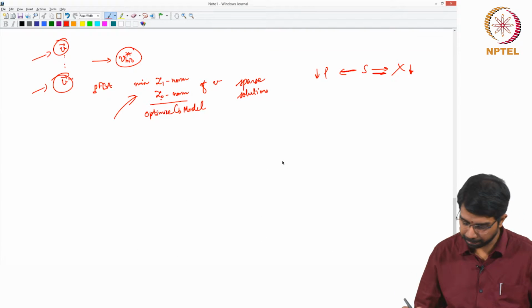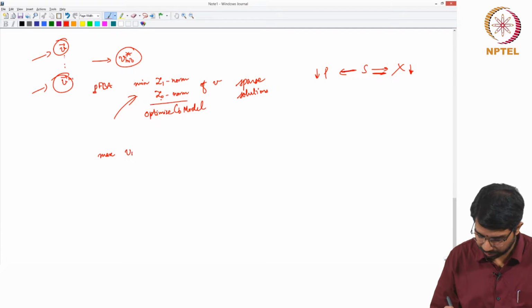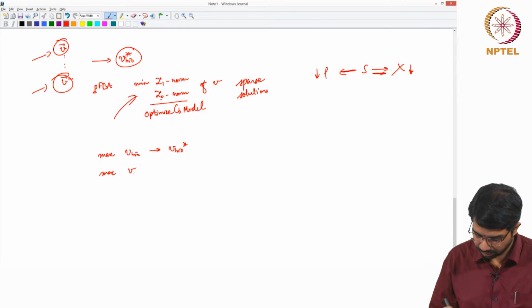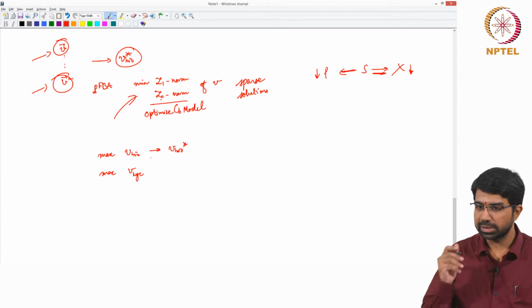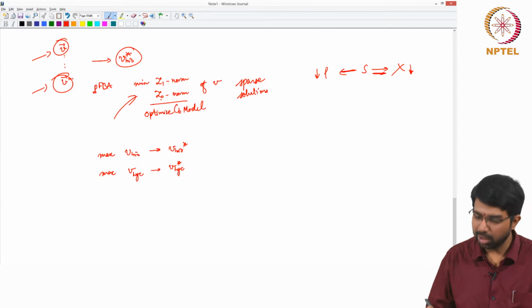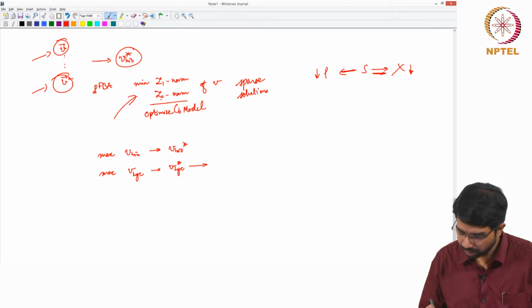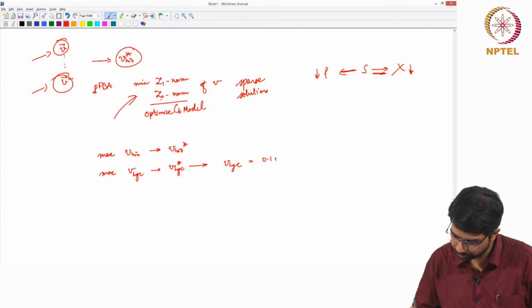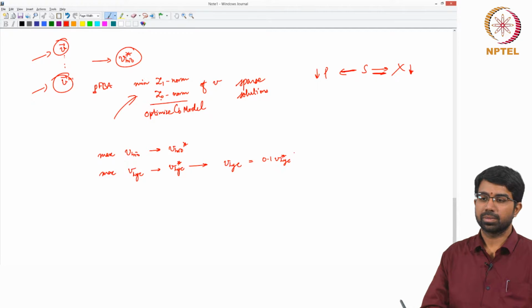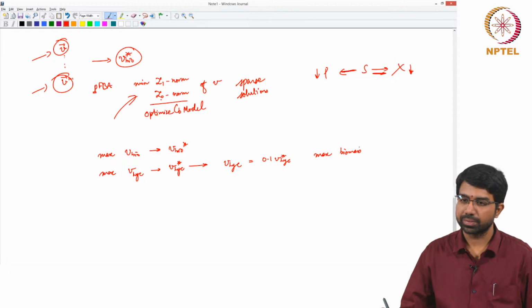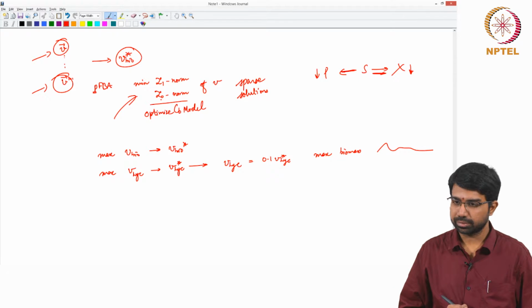So now you maximize V by O, you are able to compute your V by O star, right? And now you maximize V lycopene, it is a secondary metabolite of interest, let us say. You get V lycopene star. Now you set the V lycopene equal to some value and maximize biomass. This will give you some flux distribution, right.